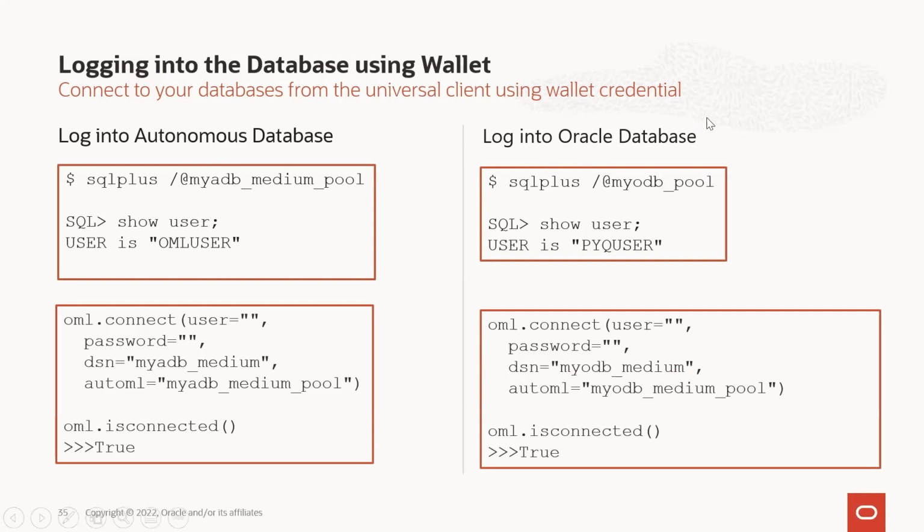Similarly, for Oracle Database on premises, we can log in from the same client using the TNS connection alias myODB or myODB pool. And with the OML4Py Python interface, we do not provide the user and password in clear text. And if we want to use AutoML, we pass the pooled connection, and the DSN is set to the medium level.